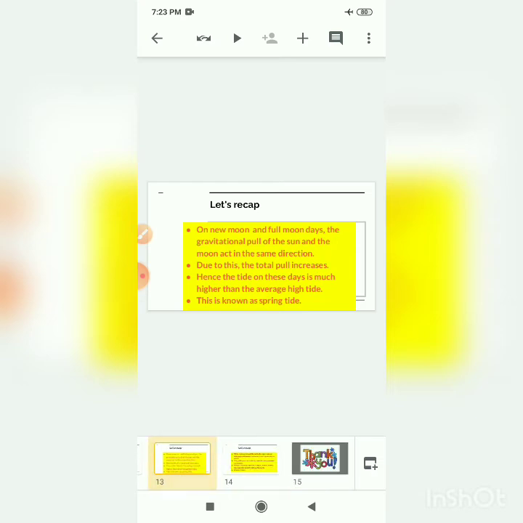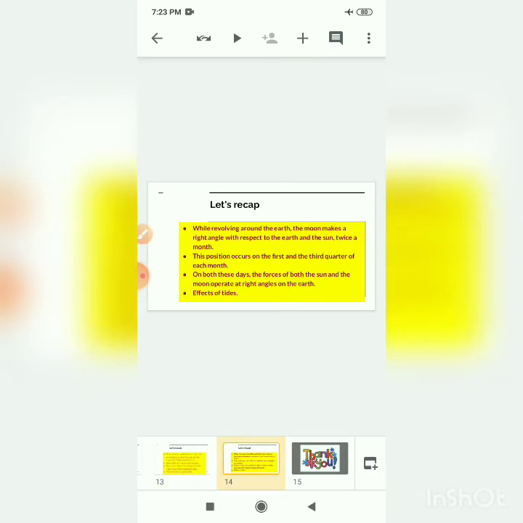Next, we have also learned about neap tide, students. While revolving around the earth, the moon makes a right angle with respect to the earth and the sun twice a month. This position occurs on the first and third quarter of each month. On both these days, the forces of both the sun and the moon operate at right angles on the earth. This is what is called neap tide.